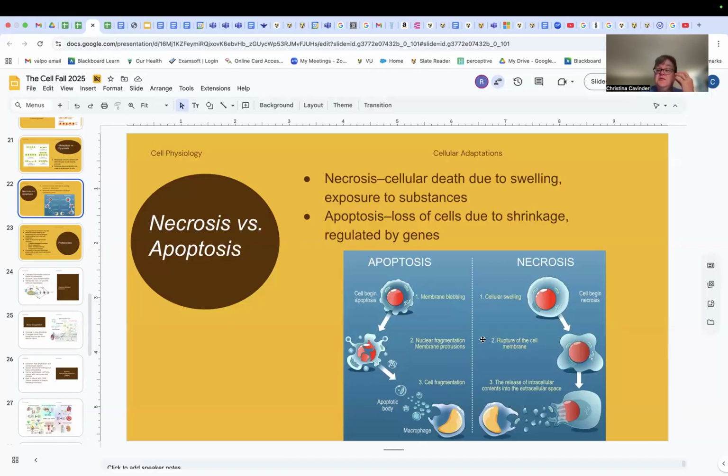Apoptosis is a loss of cells due to shrinkage, and it's regulated by genes. So here the membrane is starting to bleb, starting to become weaker, and then it ruptures because it's not functioning well. You might think of it as an aging process, possibly. And then it releases these cell fragments out between the cells. And then the phagocyte or macrophage will actually pick up all these pieces and then remove it from the tissue.